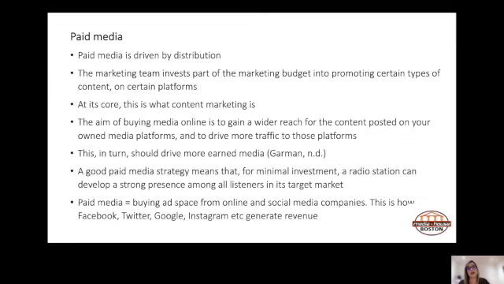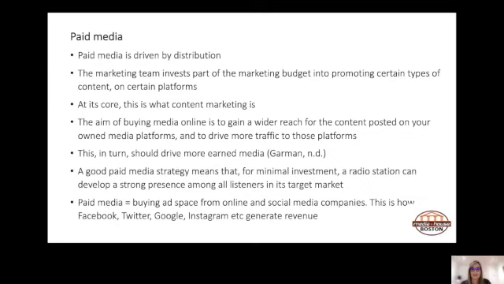So paid media is driven by distribution. It involves the marketing team of the radio station investing part of the marketing budget into promoting certain types of content on certain platforms. At its core, this is what content marketing is. The aim of buying media online is to gain a wider reach for the content posted on your owned media platforms. So whatever is on my website, whatever is on the radio, on my Facebook, Twitter, whatever social media pages.